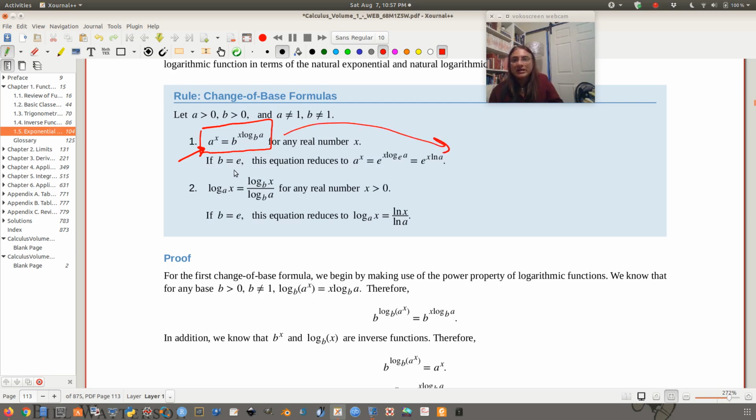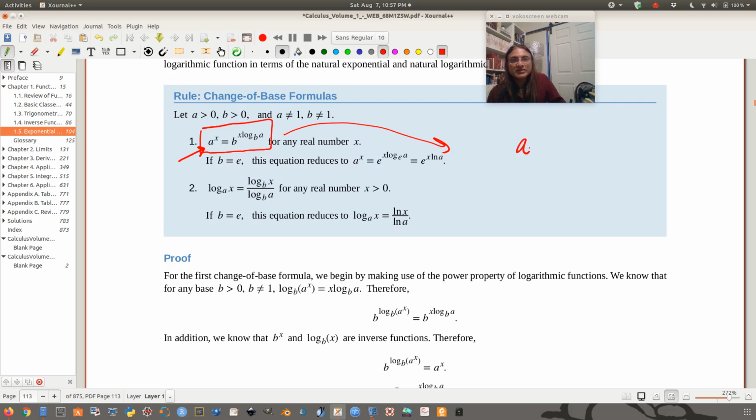And of course, if b happens to be e, right? So log_b becomes natural log a. So it becomes e to the x natural log a. All right. So now how do we prove this?